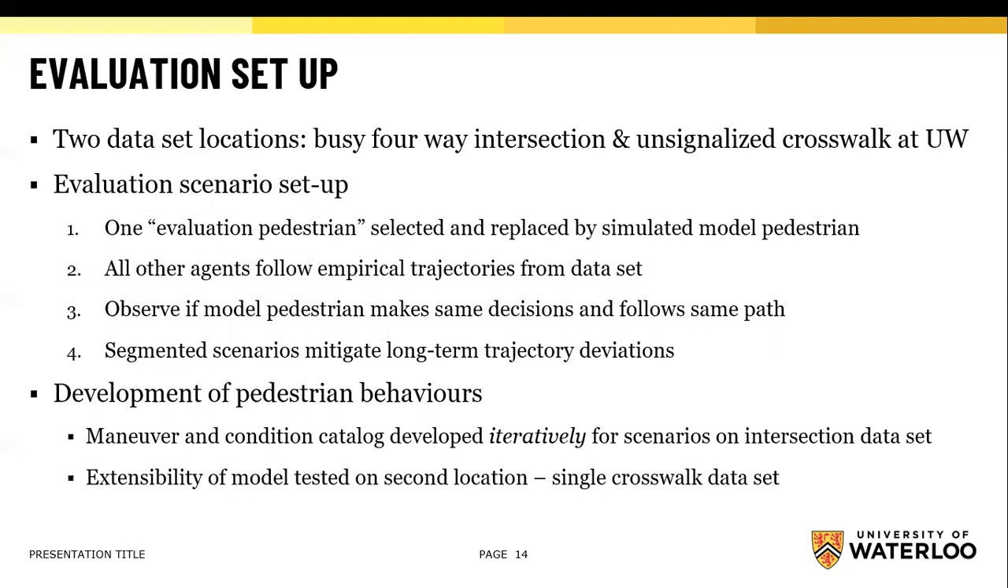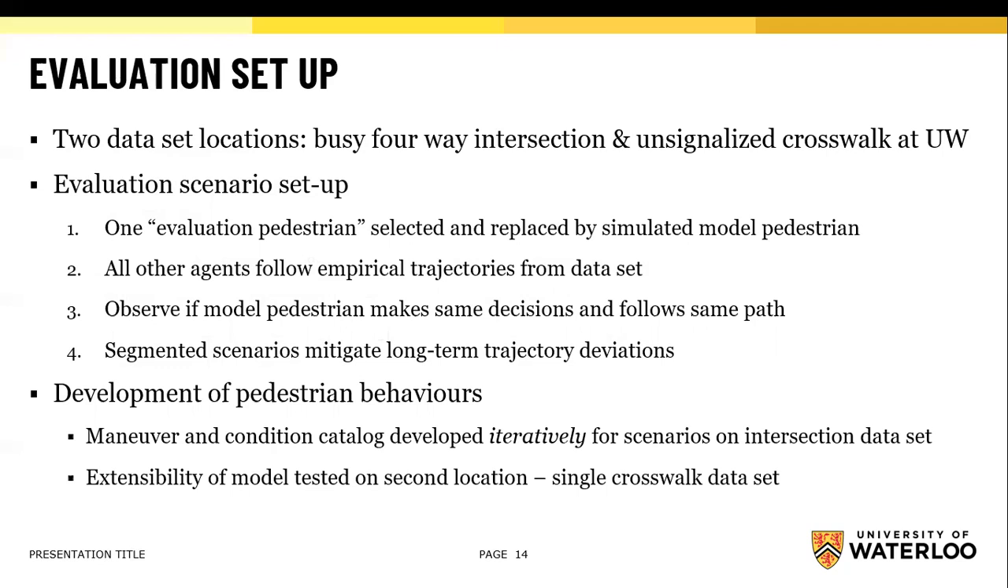So the first is a busy 4-way intersection with traffic lights and 6 different crosswalks. And the second is an unsignalized crosswalk at the University of Waterloo. So a lot fewer cars in the second one, but a lot more pedestrians.